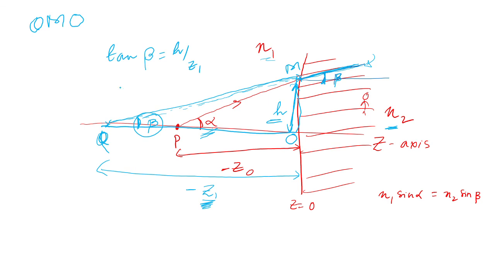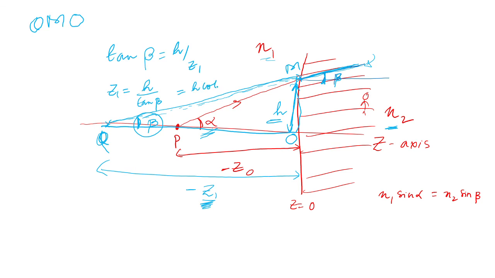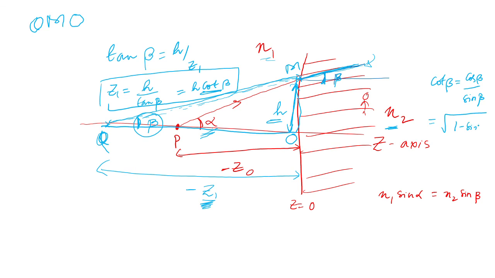Or I could write z1 as h over tangent beta, or that is h times cotangent beta, right? So now let's do a little more. I know that cotangent beta is nothing but cosine beta by sine beta, right? But cosine beta itself is square root of 1 minus sine square beta, divided by sine beta, right? Therefore, I can write z1.